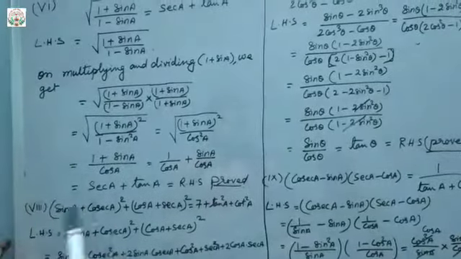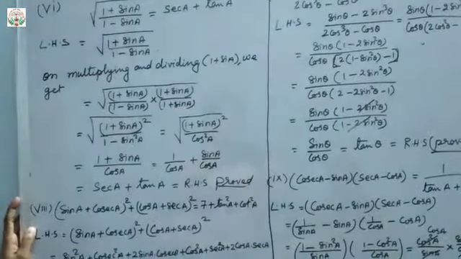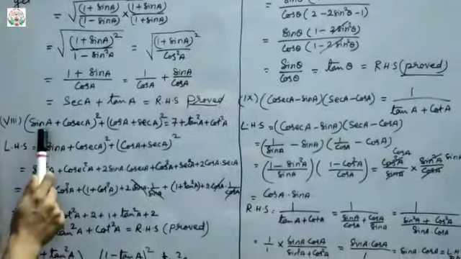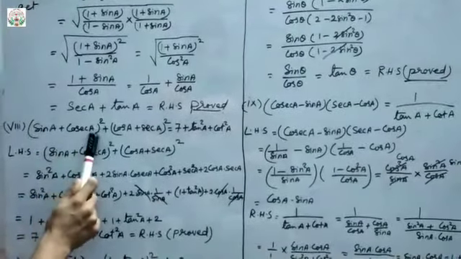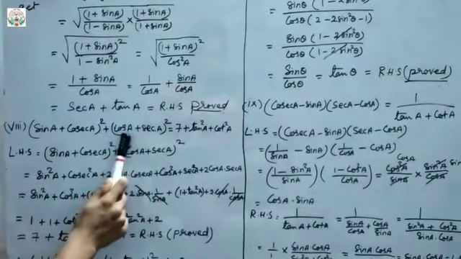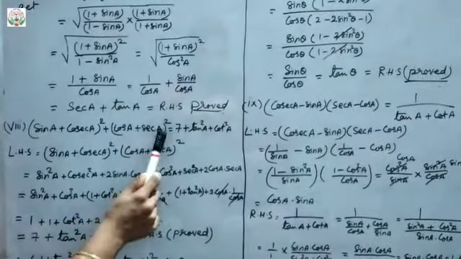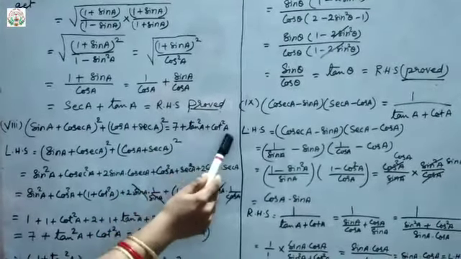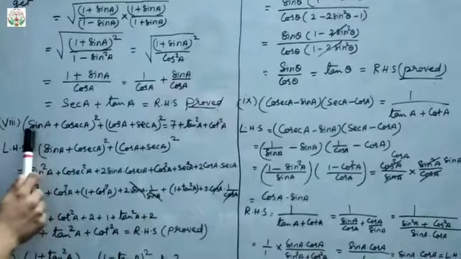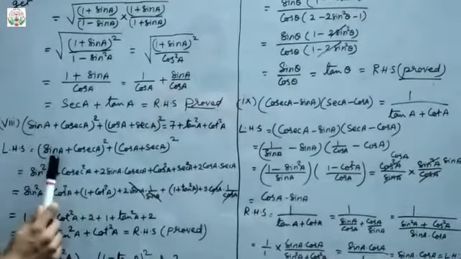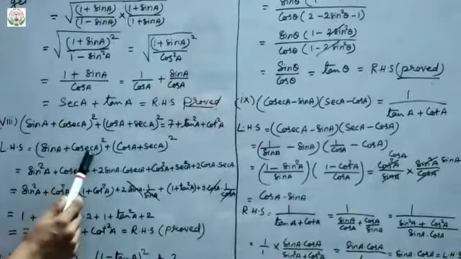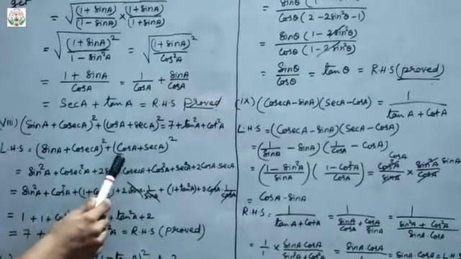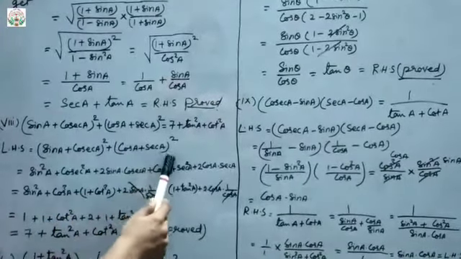Okay. Now let us take the 8th question. The 8th question is (sin A plus cosec A) whole square plus (cos A plus sec A) whole square equals 7 plus tan square A plus cot square A. Now let us take the LHS. What is it? (Sin A plus cosec A) whole square plus (cos A plus sec A) whole square.